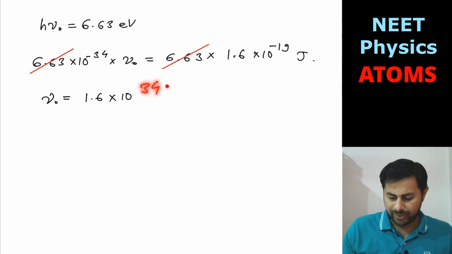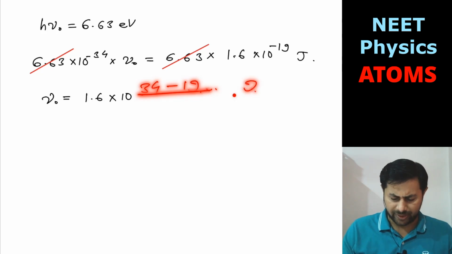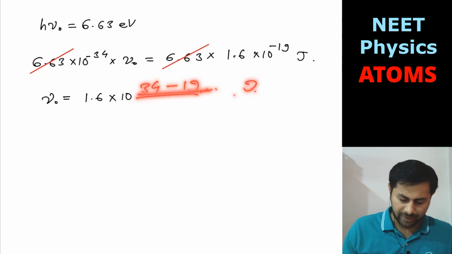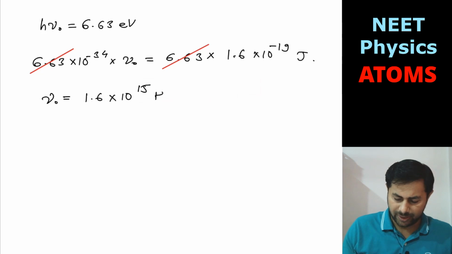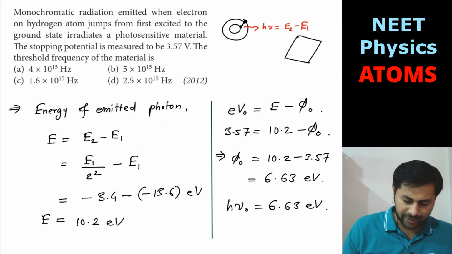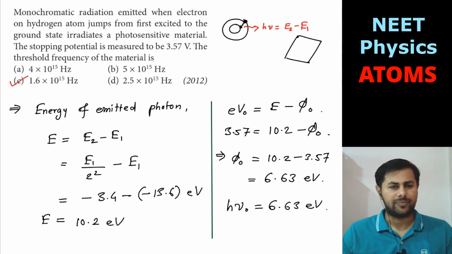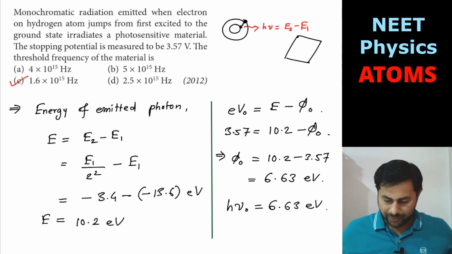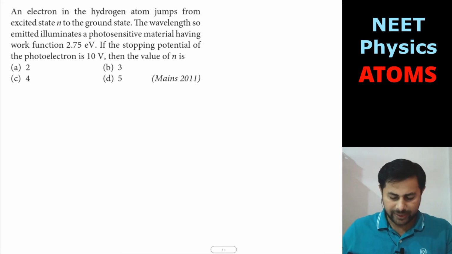So 34 minus 19, how much is this? 34 minus 19 would be 15. Yeah, 15. 10 raised to 15 hertz. This should be the answer: 1.6 times 10 raised to 15 hertz. Option C. Okay, this is clear, right? Yamini, this is clear? Okay, good. Let's see the next one.